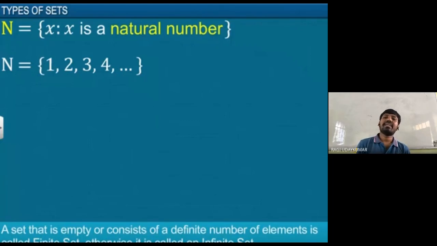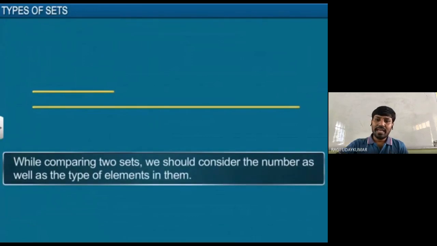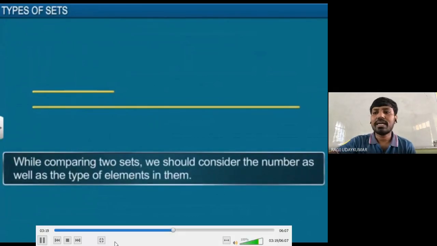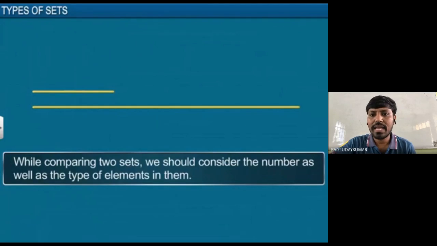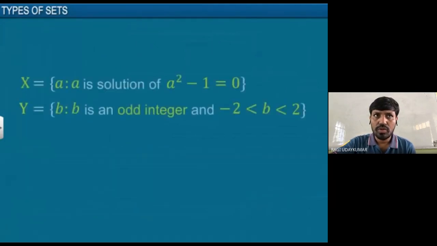So x is such that x is a natural number: 1, 2, 3, 4, and so on. There is no limit, we cannot count that. The continuation is going to happen. So while comparing two sets, we should consider the number as well as the type of the elements in them. The type of the elements also should be taken into consideration.